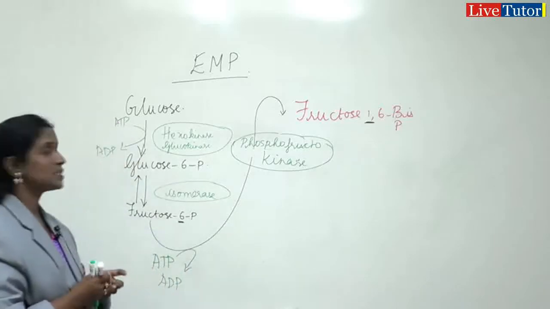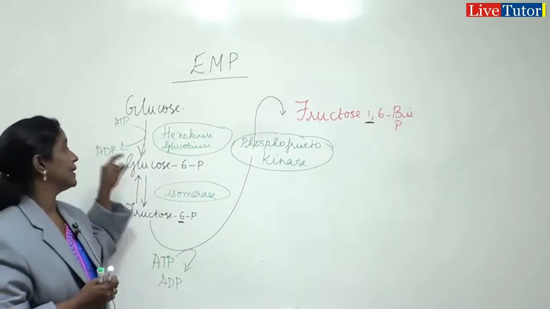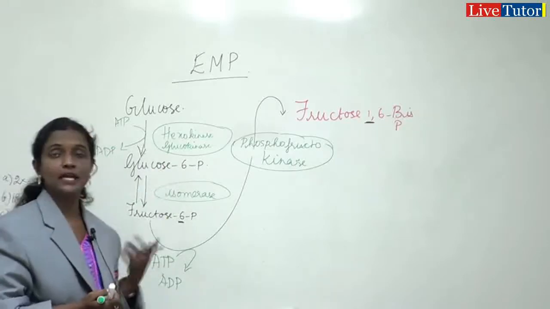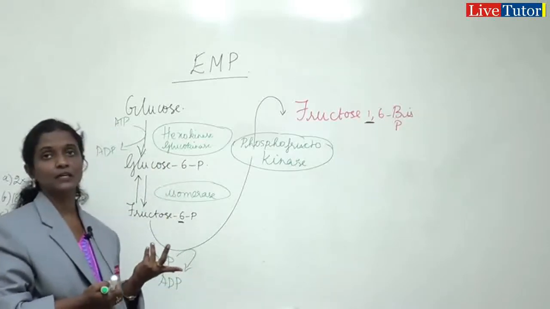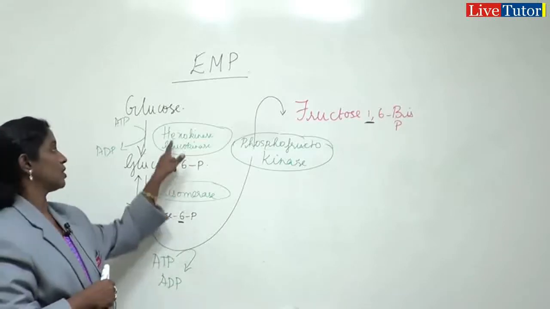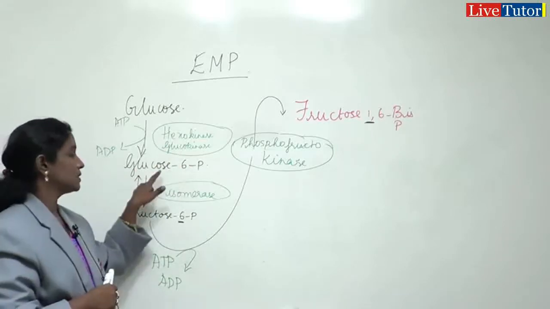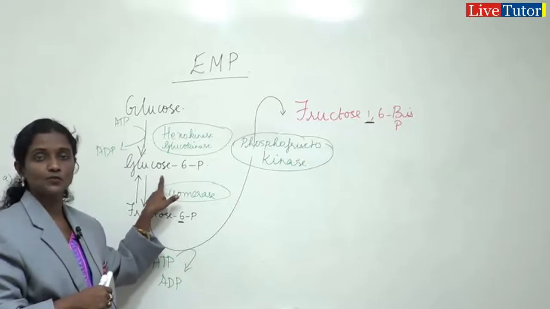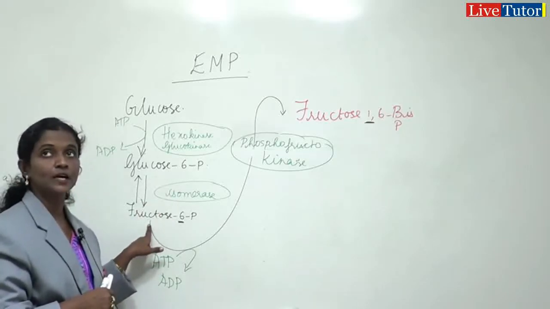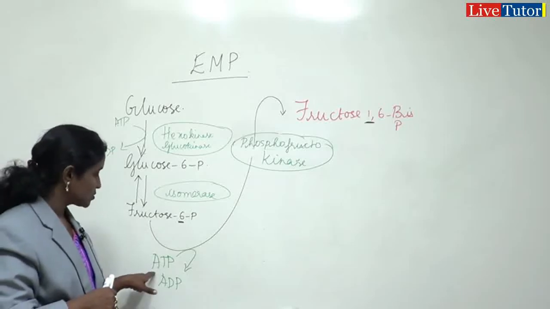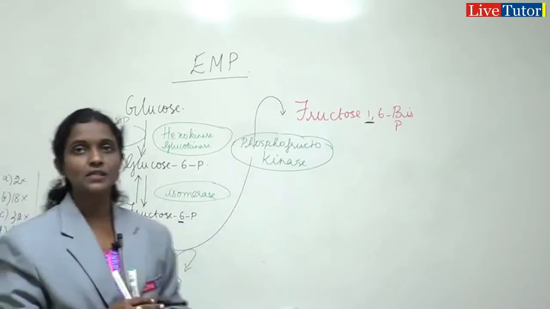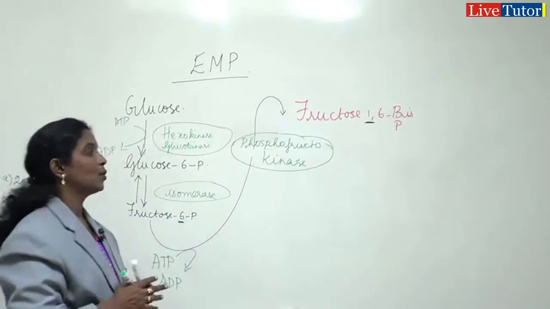I repeat, the first step is glucose to glucose 6-phosphate, in the presence of ATP to ADP. The enzyme catalyzing it can be hexokinase or glucokinase, specifically glucokinase. For any other hexoses we can call it non-specific hexokinase. Then glucose 6-phosphate is converted to fructose 6-phosphate, and fructose 6-phosphate in the presence of ATP is converted to fructose 1,6-bisphosphate.